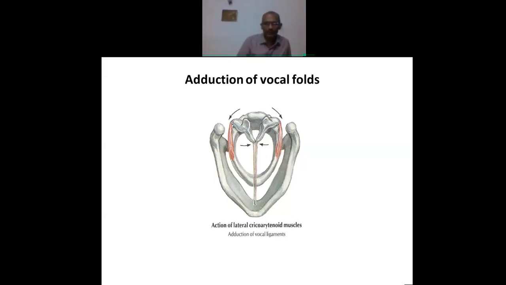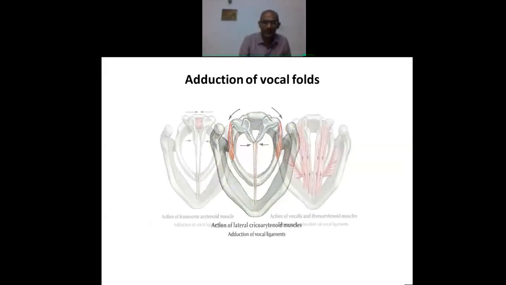Just a quick view of the specific actions. When we say adduction, the first muscle that we tend to think of is the lateral cricoarytenoid. So please remember, when the lateral cricoarytenoid contracts, it actually pulls the muscular processes forward and brings together the vocal processes, which then brings the vocal ligaments, the vocal folds, together, which we call adduction. Just keep this in mind, it's a sort of swing action: muscular away, vocal together.